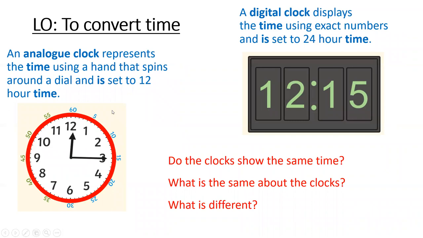Right, here we're just going to go over what I've just said. For an analog clock, we have the two hands, with the small hand being the hour hand and the longer hand showing the minutes, and these two hands spin or move around the clock to tell us the time. Whereas on a digital clock, we know the exact numbers that we've got, and we normally have four numbers to tell us what the time is.